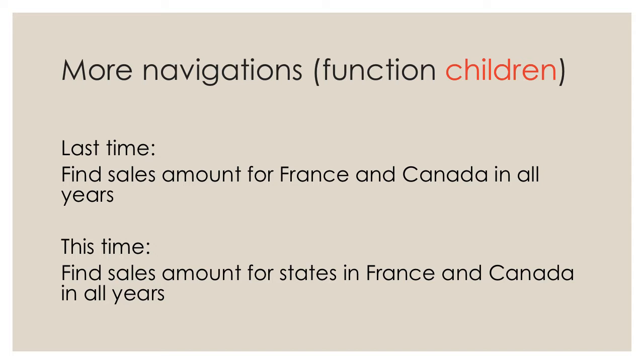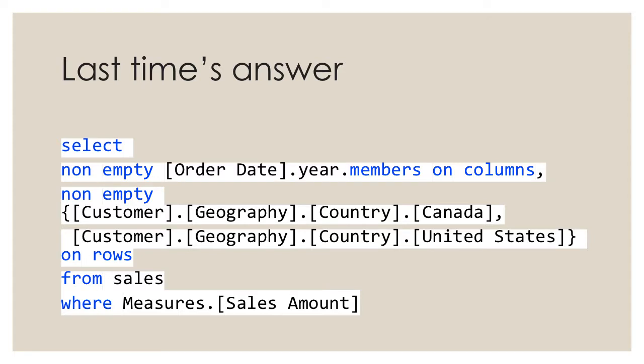And to give you sort of a hint, I'll show you the answer from last time. Okay? So last time we have select non-empty ordered a year.members on columns, non-empty customer.geography.country.canada, customer.geography.country.United States on rows from cells where measures sales amount. So in here, the where you actually put the measure sales amount to show it is a navigation. That's sort of a difference between navigation and the general queries, I think.